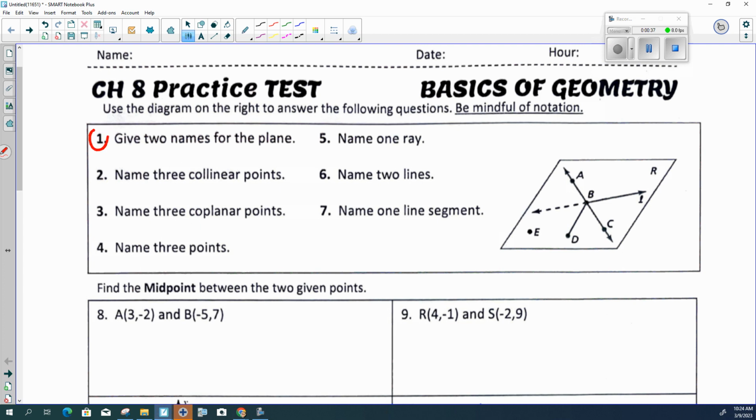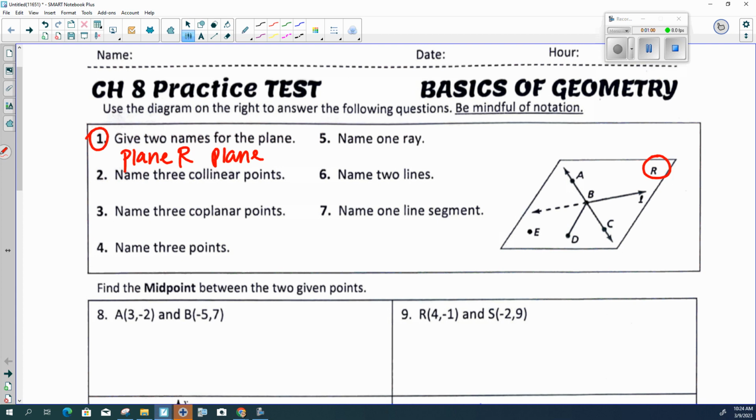So number one, give two names for the plane. This parallelogram is representing a plane. Planes don't have borders. They go indefinitely in all directions. So this is just a basic representation. And there are two ways. If there's a capital letter on your plane, that's one way to name it.